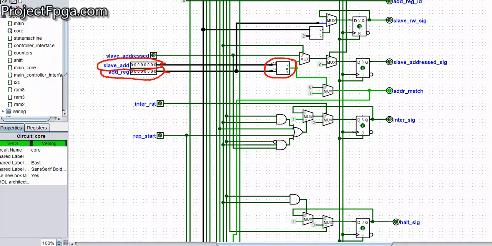I don't know if you understand. Let me remove all this, and show you what is being addressed. This is 7 down to 1, not the full 8 bits. Remember that the last bit is used to say are we reading or are we writing. So here you can see there's a splitter here. It means address 7 down to 1. That is what is being compared, using that comparator.